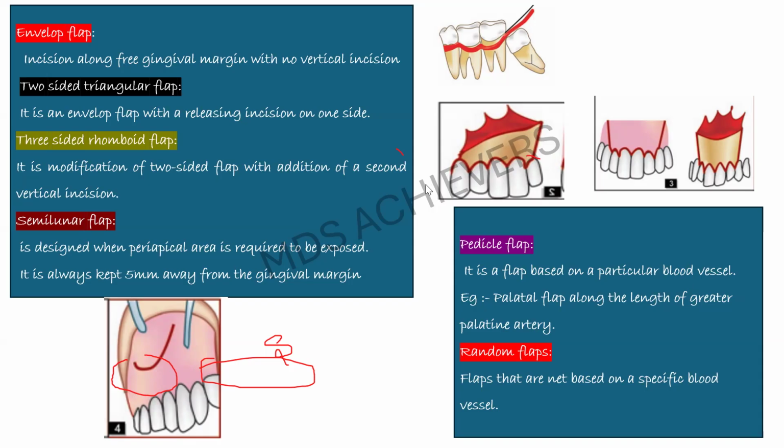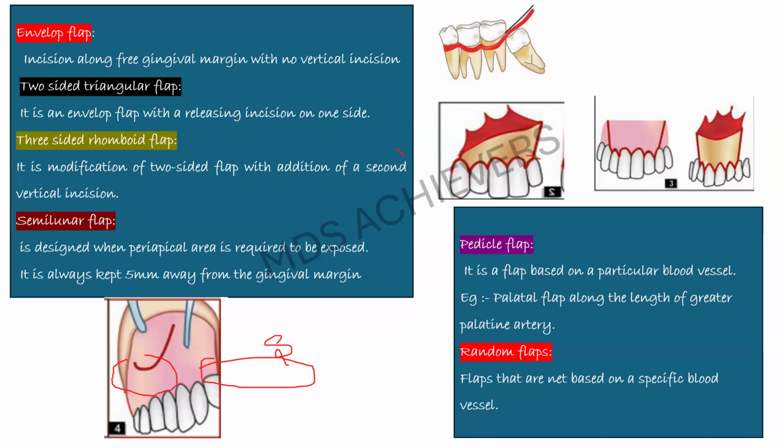A semilunar flap is designed when the periapical area is required to be exposed, very frequently in retrograde fillings. That is, for endodontists, if they have to go ahead with a retrograde filling, then we can utilize this type of flap. And it is also kept 5 mm away from the gingival margin.